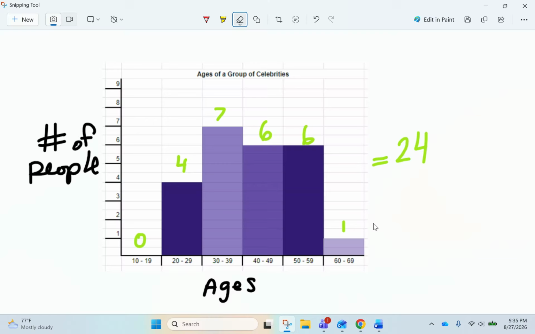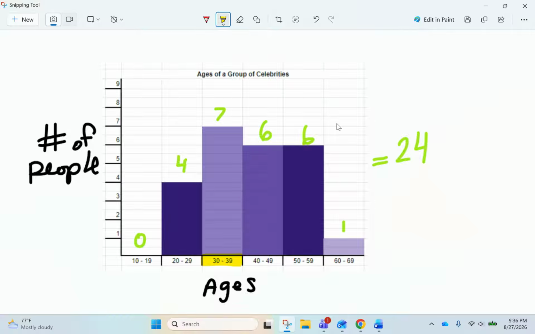What is the most common age range of celebrities in this data set? Okay, so these green numbers that I labeled here are how many people are that age. So the most common age will be the 30s. Actually, 7 of them are in their 30s. It says the age range, so you're going to put 30 to 39, 30-39 with no spaces.